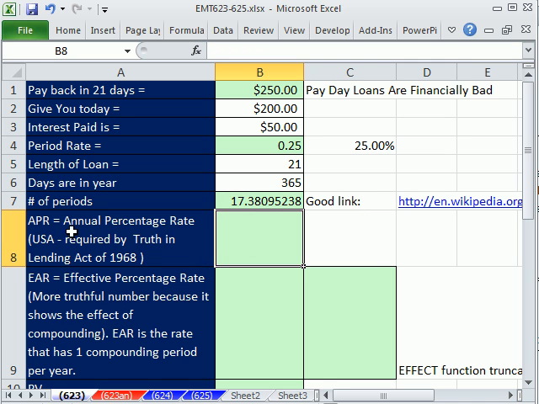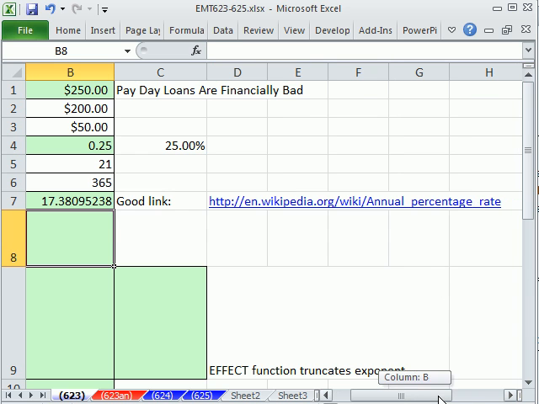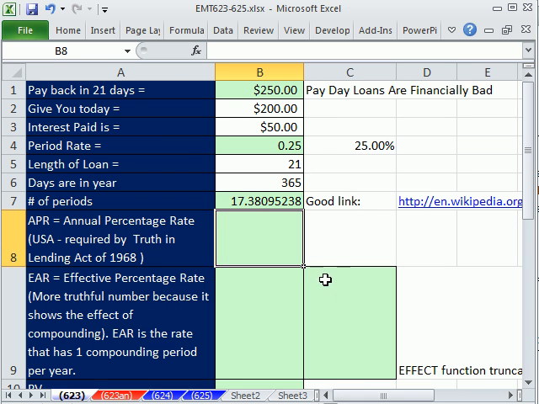Now, APR is the annual percentage rate. In the USA, it is required by the Truth in Lending Act of 1968, which of course is a joke. The banks lobbied Congress to have APR be the required rate when they give a contract. If you go to this link right here, it has a history of APR and EAR, which are the two rates we've talked about, and it talks about international differences and things like that. But in the US, this is the one that is required. So here we go, equals.